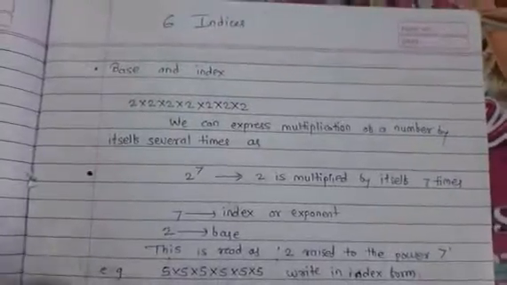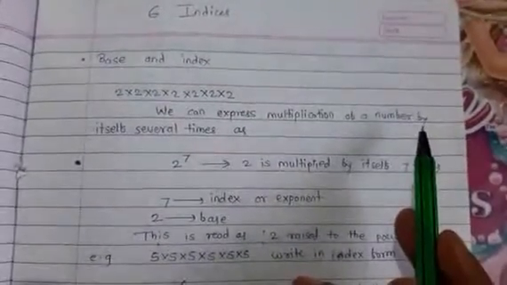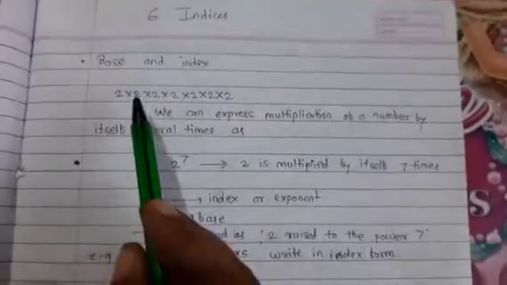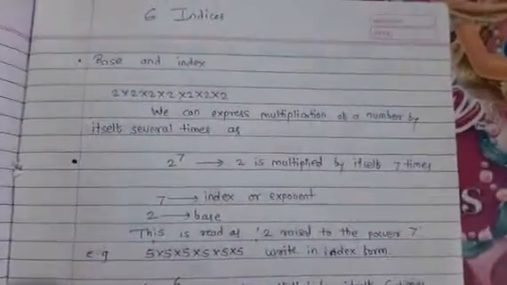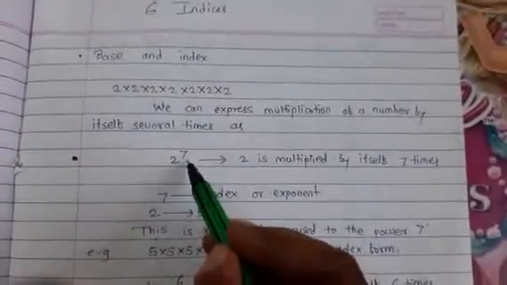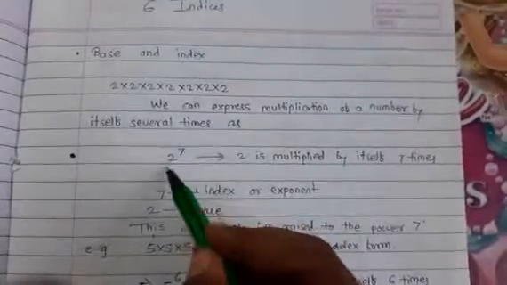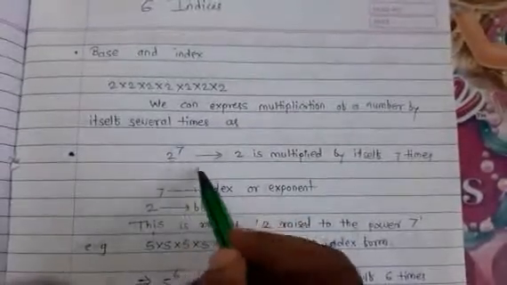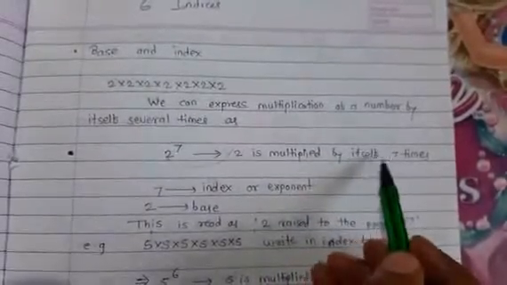So we can express multiplication of a number by itself. The number should be same, then only we can express it shortly in the form of index like this. So here this indicates that 2 is multiplied by itself 7 times.